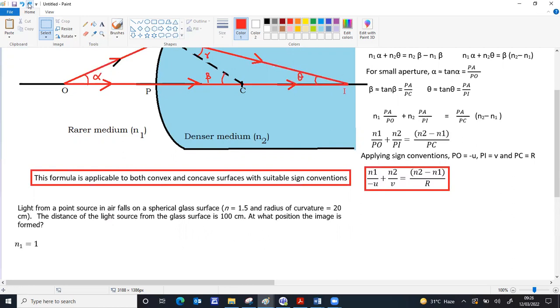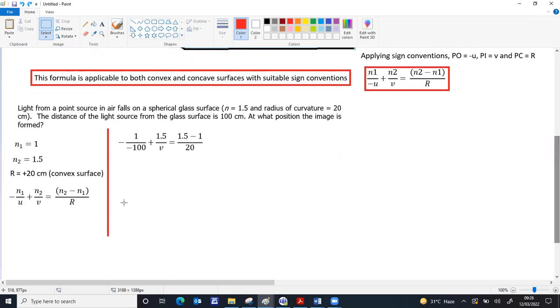So n1 is equal to 1 because it's air. n2 is 1.5 because glass is 1.5. Then R is plus 20 because sign convention P to C is positive here, parallel to the incident light towards right. Then your aim is to find v. So go to the formula directly. Formula is minus n1 by u plus n2 by v equal to n2 minus n1 by R, same formula. n1 is 1, minus already here.